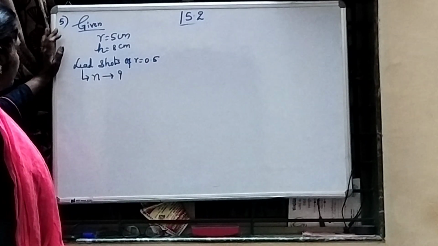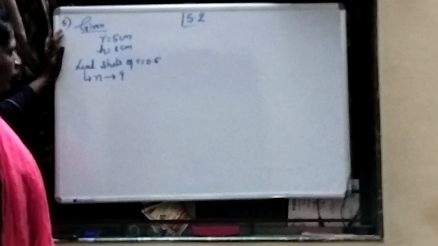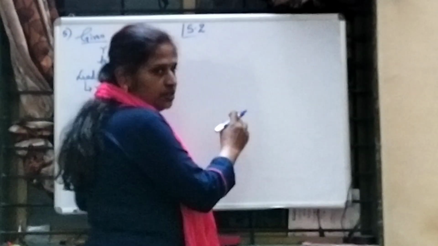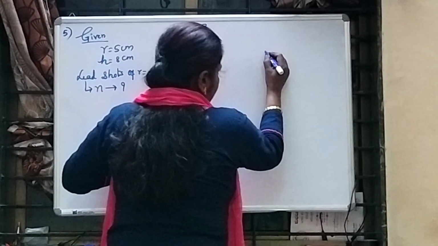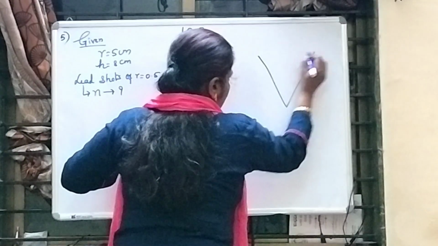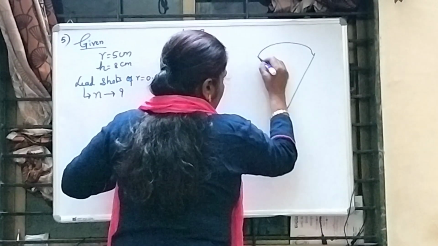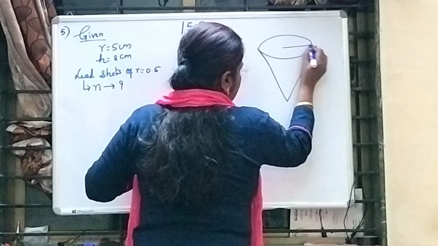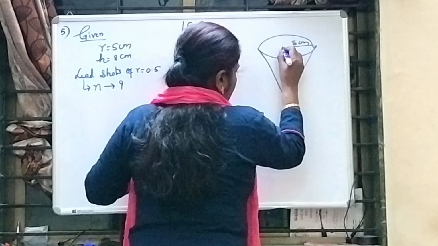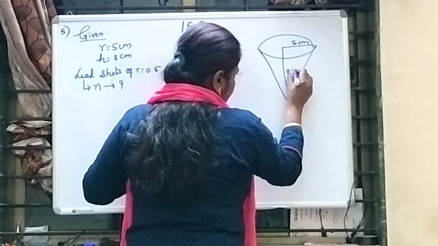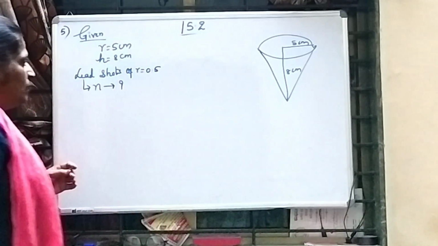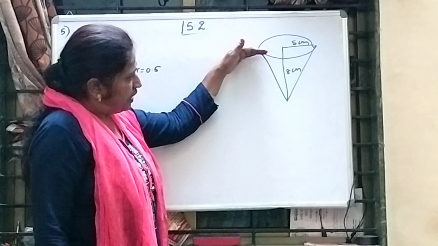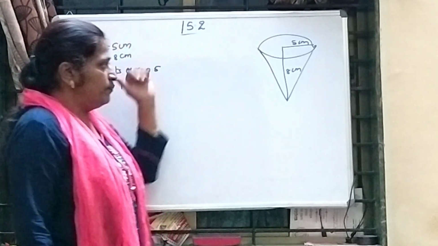We'll continue with question 5 from exercise 15.2. The question is, there is an inverted cone of radius 5 centimeters and height 8 centimeters, and water is filled up to the brim. That means water is filled up to here in the cone.